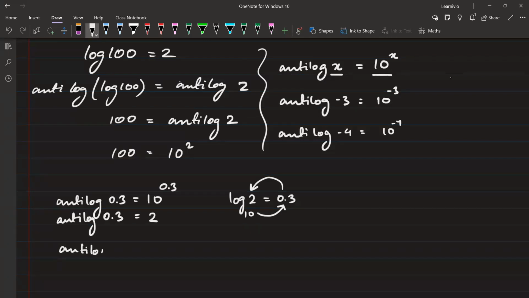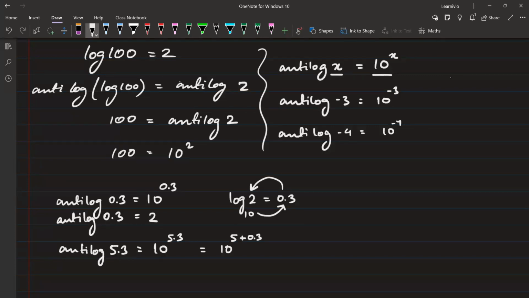एंटीलॉग, लेट अस सपोज वी आर हैविंग 5.3. अभी क्या करेंगे? सबसे पहले तो ये लिखेंगे ना 10 टू दी पावर 5 पॉइंट 3. वेरी गुड. अच्छा, after 10 to the power 5.3 I will do something. 10 to the power 5 plus 0.3. Mathematically it is correct. Yes or no? Please tell me. All of you agree with this?